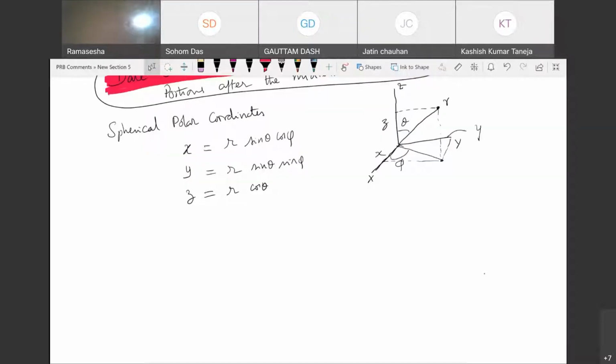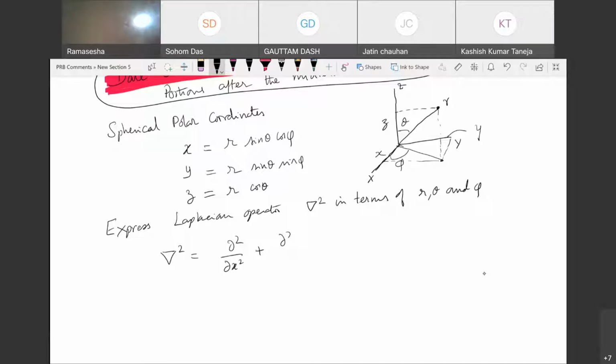Now the thing that I want to do is write the Laplace operator in terms of r, theta, phi. Okay, to do this, what you have to do is first know what del squared is: del squared by del x squared plus del squared by del y squared plus del squared by del z squared.